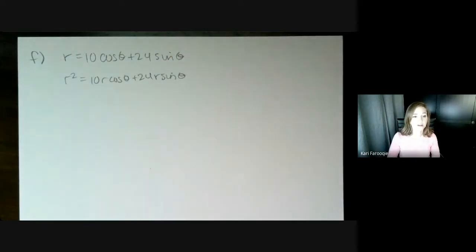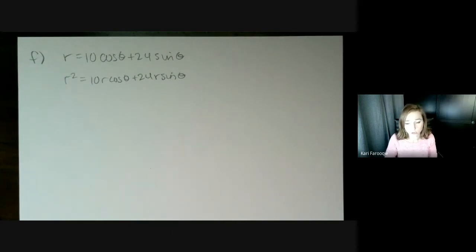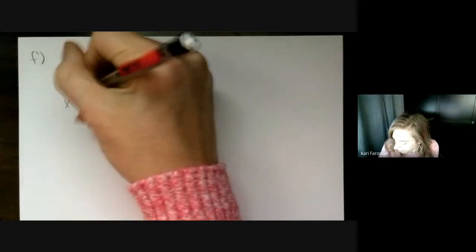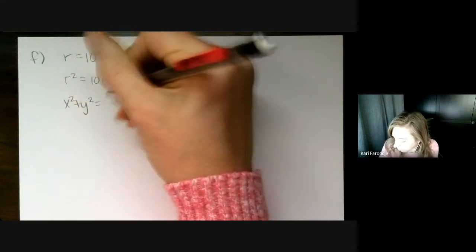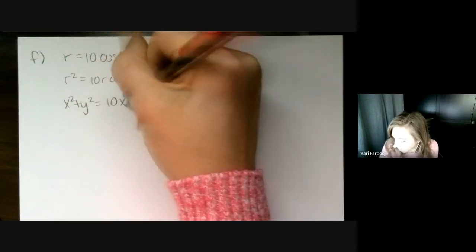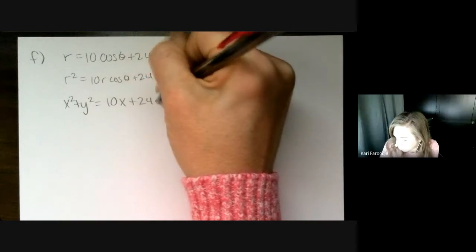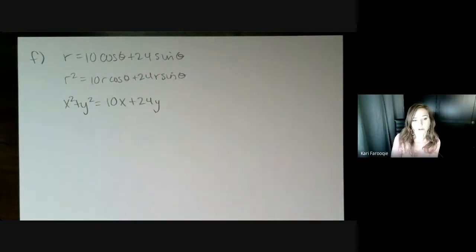We've used this technique before. Remember, we're just trying to create a situation where we can use r squared equals x squared plus y squared, and a situation where we can use x equals r cosine theta, y equals r sine theta. You're going to get familiar with these because you're going to see these types of equations over and over again. So you'll have a good sense for what to do when you see them. So we have x squared plus y squared equals 10x plus 24y, just subbing all that out.